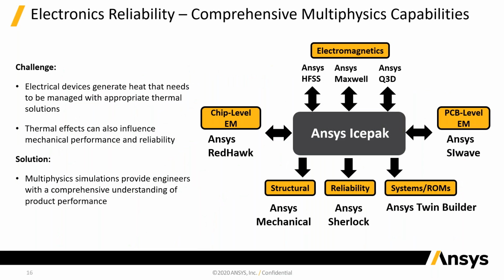As an overview of the multiphysics capabilities, these are all of the tools and how they communicate with each other. On the electromagnetic side, we have HFSS, Maxwell, and Q3D, which are our general purpose electromagnetic solvers. For a PCB level electromagnetic solver, there's SIwave. For chip level simulations, there's RedHawk. For structural, we have Mechanical. For reliability, we have Sherlock. And for system and ROMs, there's ANSYS Twin Builder.